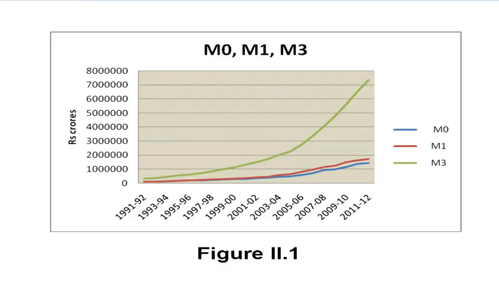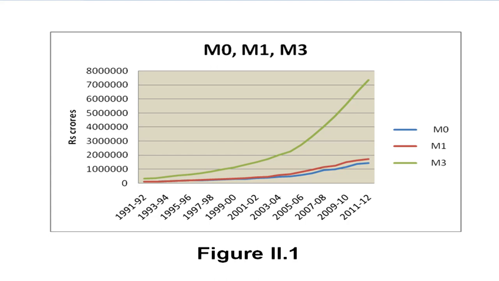M0, M1, M3: monetary base, M1, M3. Notice the huge difference, particularly since the mid 90s, it started picking up in the late 90s. The green line shoots up like an aeroplane. The aeroplane is going, this is like the Mars mission in the country, the rocket is going to Mars. It shoots up, whereas M1 and the monetary base are slow and close to each other.